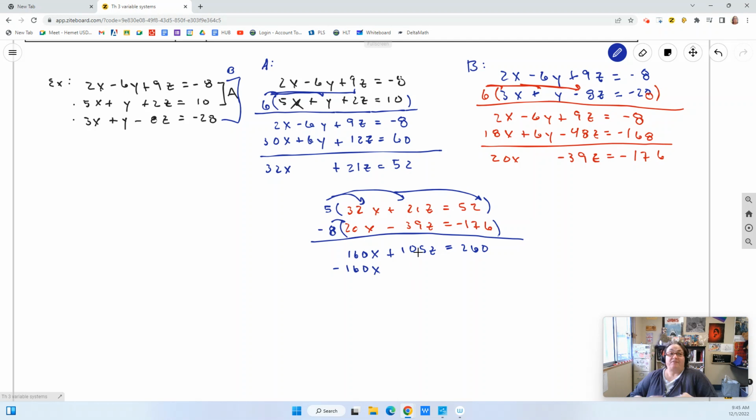If I don't do it, it's okay. Then I just subtract the two problems, but then I have to remember to distribute that negative through to everything, and it's easier for me to just multiply it by the opposite number and already have those things lined up, whether or not they're positive or negative. Negative 8 times negative 39, well, that's going to be a positive something, 312z.